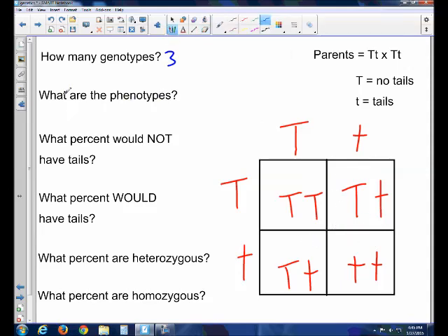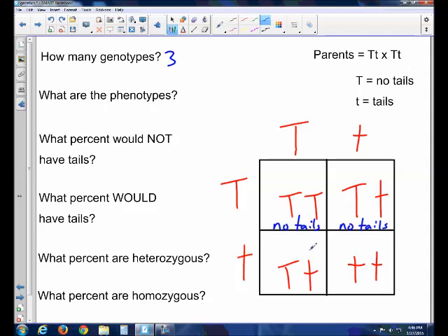Okay, the next question, what are the phenotypes? Well, big T, big T. Big T stands for no tails. They got a big T from each parent. So the phenotype is no tails. Big T is a genotype. No tails is what they would look like. The phenotype for this one, big T and a little t. Remember, the big T is dominant. It hides the lowercase letter. Big T stands for no tails. So this person is also going to be no tails.